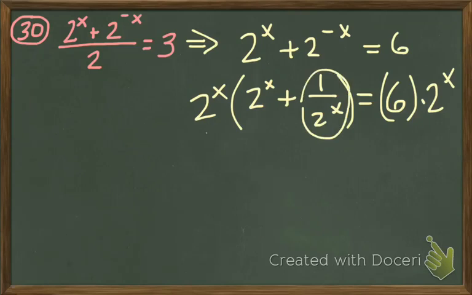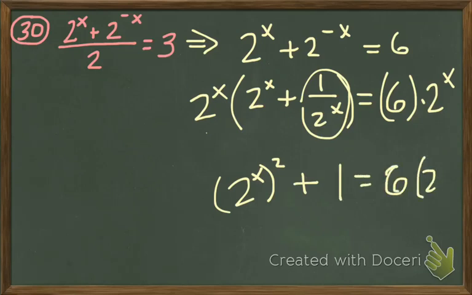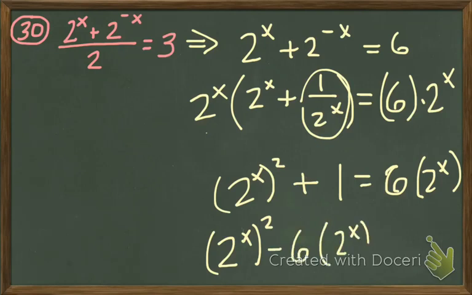When I do that, I have 2 to the x times 2 to the x, which would be 2 to the x squared, and then I have 1 when I distribute 2 to the x over 1 times 1 over 2 to the x. And then I have 6 times 2 to the x. This just looks like it's getting us nowhere, but we move all the terms to one side, and we get 2 to the x squared minus 6 times 2 to the x plus 1 equals 0.